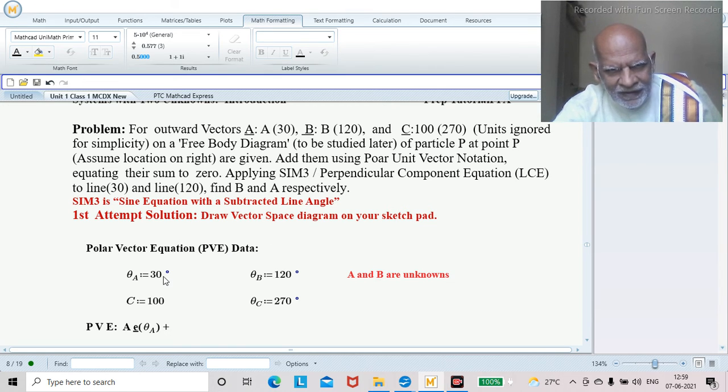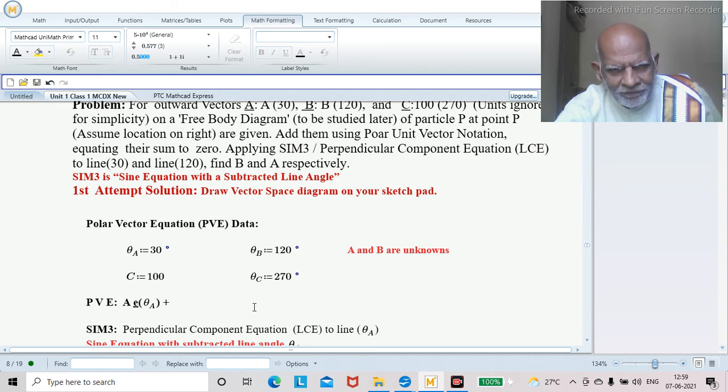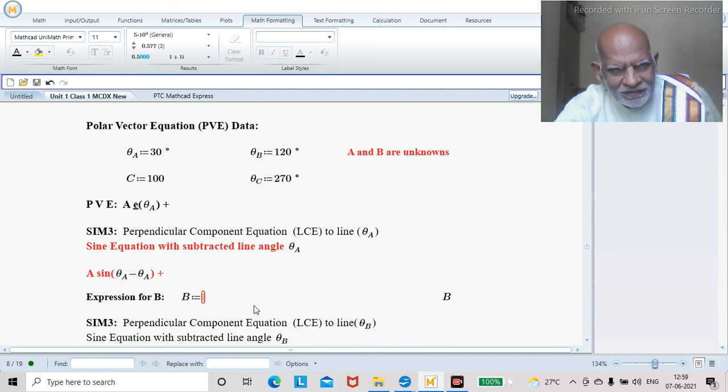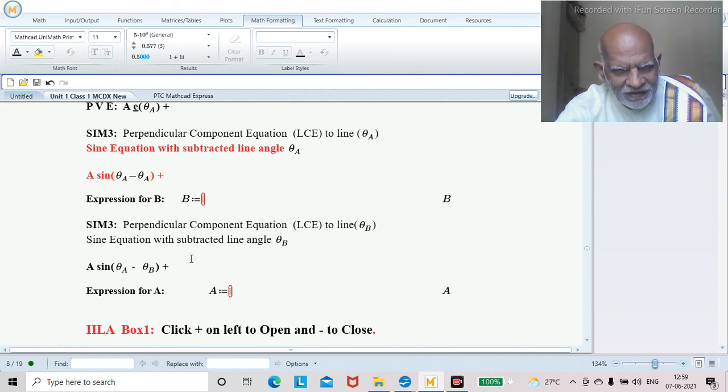I particularly did this so that you can see how I have done it there and how I have done it here. It's the same thing, reading the polar vector equation. There I used the angle 30 directly, but here I am using theta A, theta B, and theta C. So I am defining it like that. I want you to learn this way. Then it asks you to write the equation of the subtracted angle. This is the PVC, polar vector angle, theta A, theta B, and all that. If you do it right, then you can find the expression for it. I initiated it, but you have to finish it.